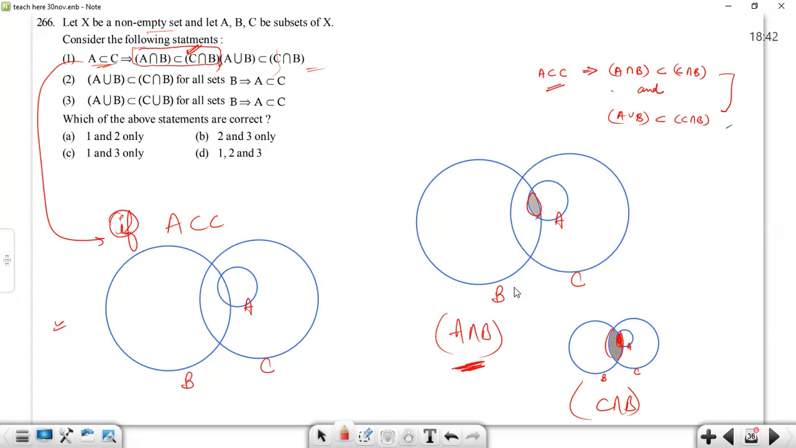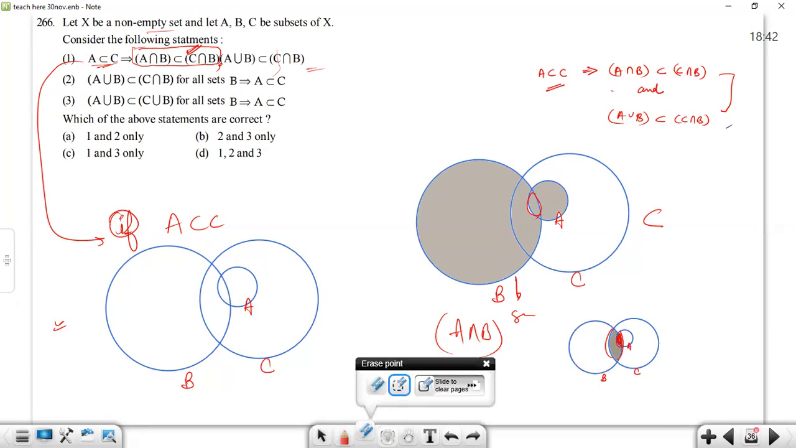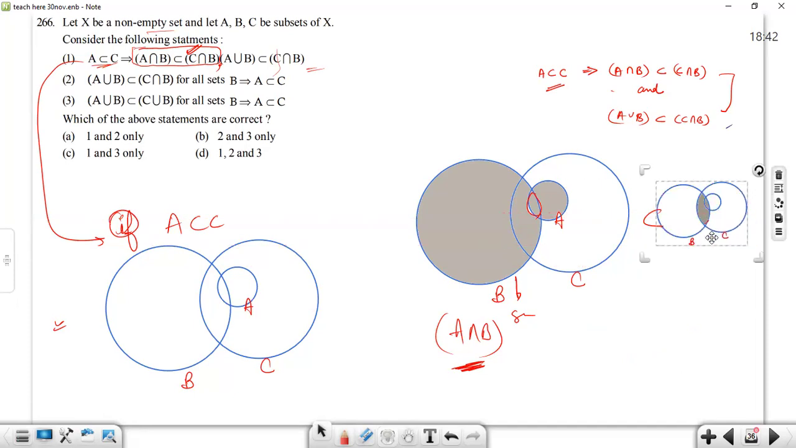Now let's see for this A union B. So this whole A set and union of B is a subset of C intersection B. Is this shaded region a subset of this small set? Is this a subset of this? Is it true?